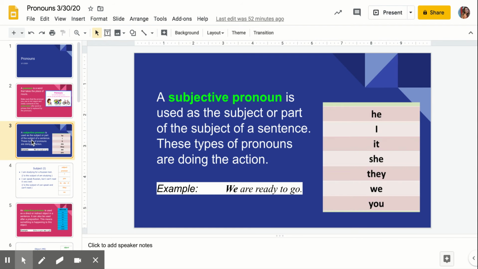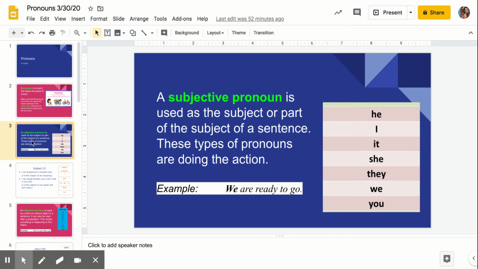The first two types of pronouns that you're going to be focusing on for today's practice are subjective and objective pronouns. A subjective pronoun is again used as a subject or part of the subject of a sentence. Typically, you'll find these doing the action. For example, we have "we are ready to go," the pronoun being we. Another example of a pronoun that is subjective is he or I, it, she, they, you.